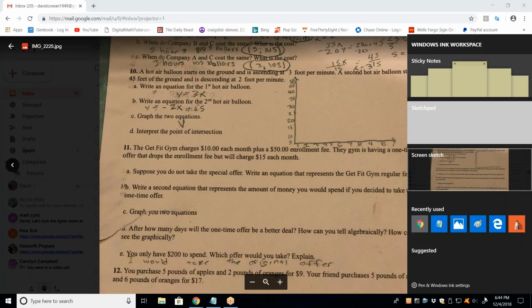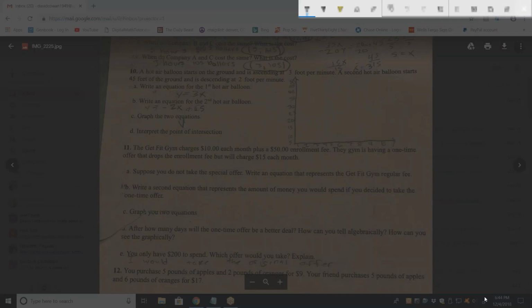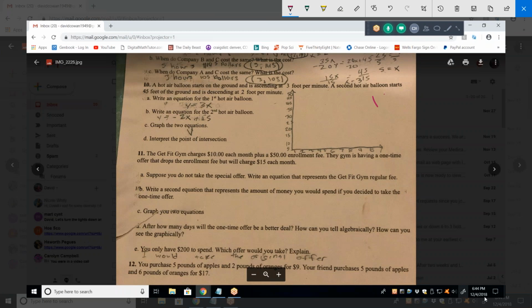y equals mx plus b. Yeah. So y equals mx plus b. What's m stand for? m stands for slope. What's b stand for? The y-intercept. Okay. So in this case, we know that y equals, it's going up at 3 feet per minute.